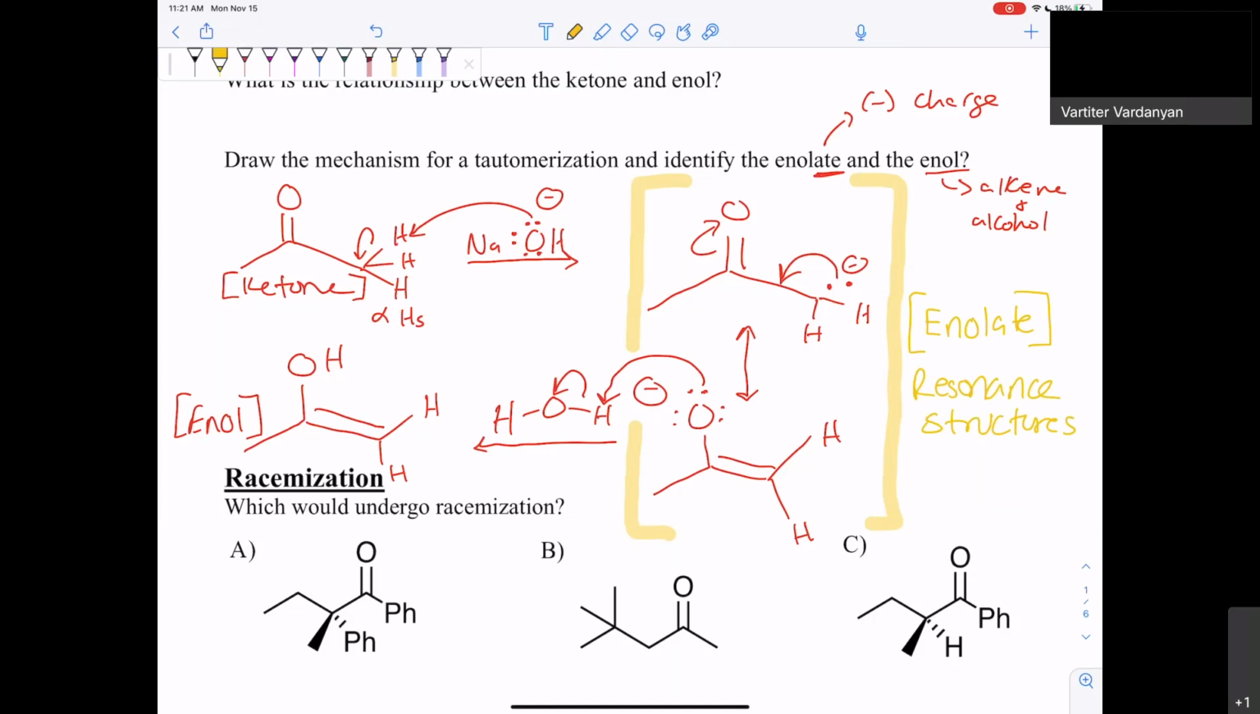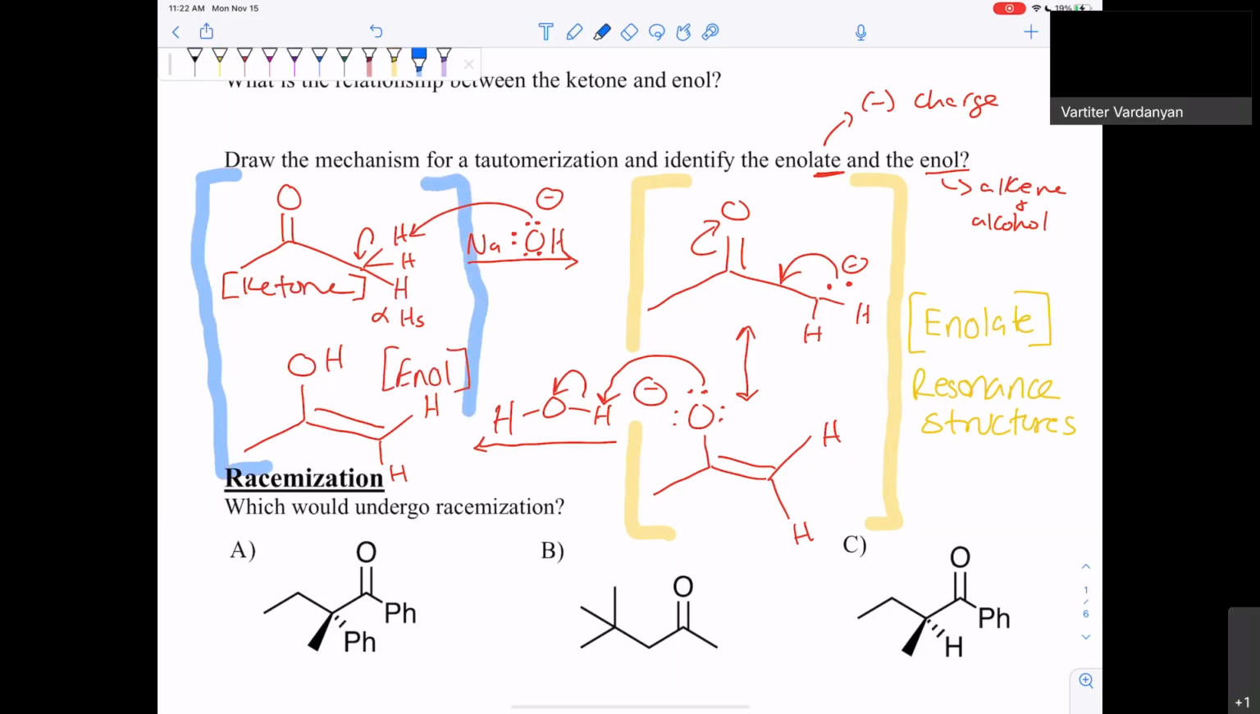So a lot of people will then be like, okay, well, the ketone and the enol are resonance structures of each other because they have the same formula and everything. All you did was move a hydrogen. In resonance structures, can you move a hydrogen? No, the only thing you can move is electrons. So these actually have their own name. The relationship between the ketone and the enol is tautomers.